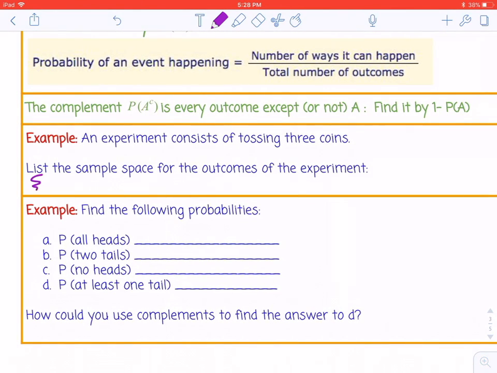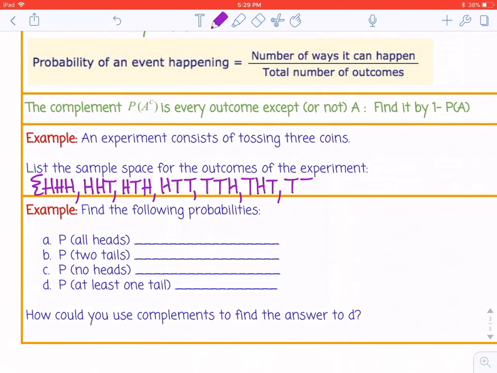So for our outcomes, we could have all heads. So heads, heads, heads is an option. We could have heads, heads, tails. We could have heads, tails, heads. We could have heads, tails, tails. We could have tails, tails, heads. Tails, heads, tails. That's 1, 2, 3, 4, 5, 6. So we need 2 more.